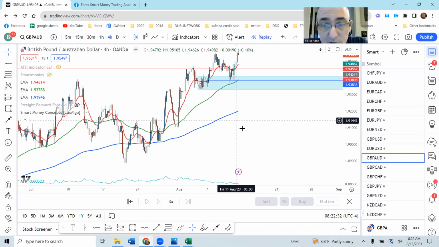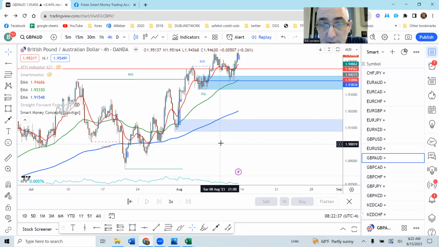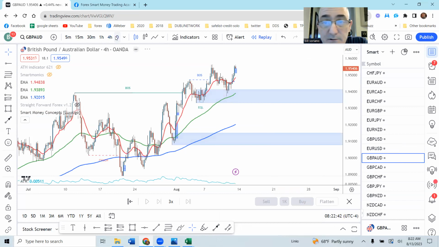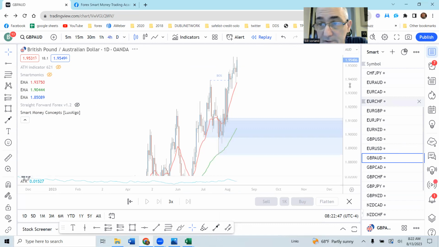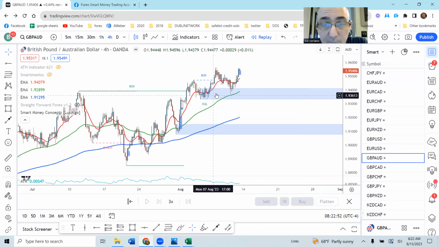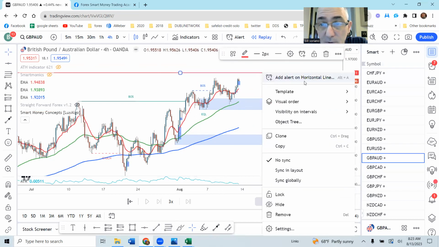GBP AUD was a winning trade from last week. So let's just remove our drawings and go to the daily chart. We're going to see very bullish order flow. You don't even have to look at that long to see that. We have this area here. It was hit before and then it reacted off of it. So now we don't want to trade off this area again, right? We need price to move higher. We definitely need a break of structure here to the upside, and that's where we'll set our alert.